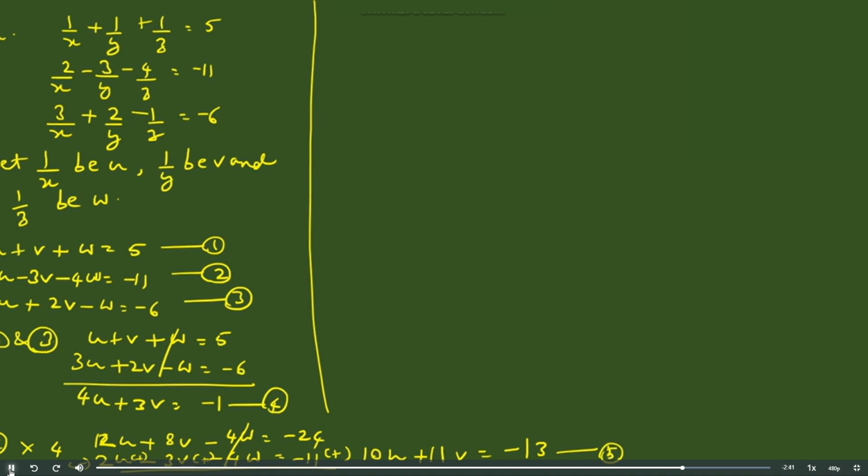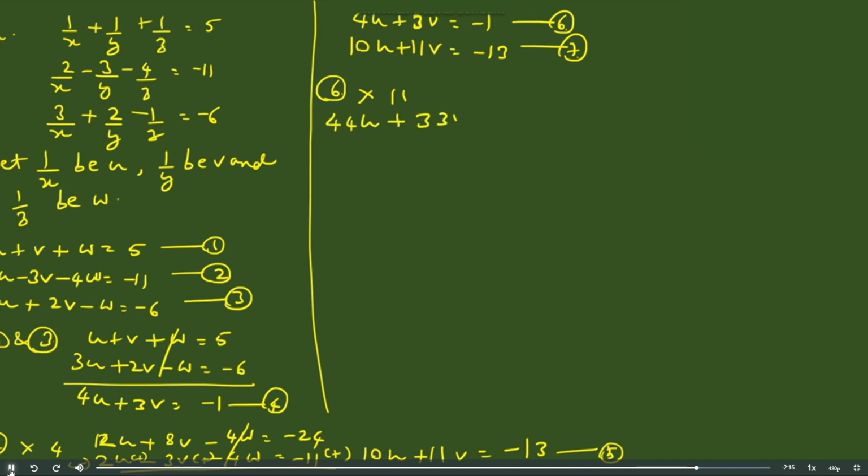So I have got two equations now in only two variables. 4u plus 3v equals minus 1. 10u plus 11v equals minus 13. Let me call these equations 6 and 7. Now equation 6 into 11: 44u plus 33v is equal to minus 11, and equation 7 into 3: 30u plus 33v equals minus 39.